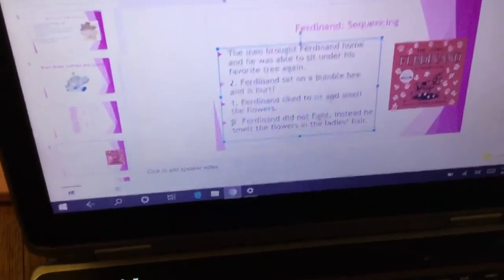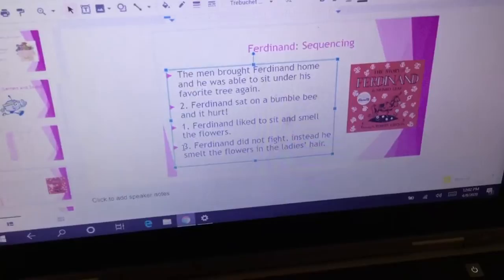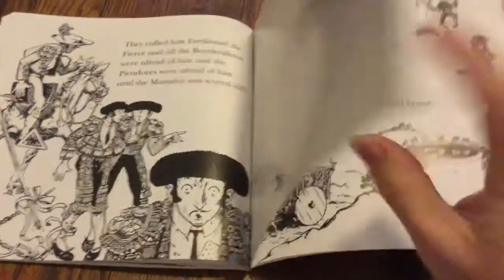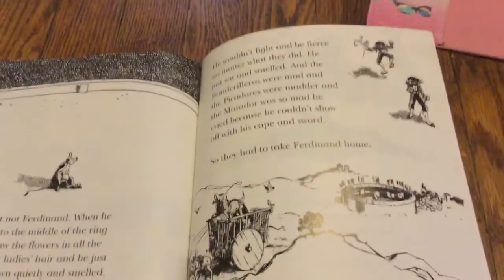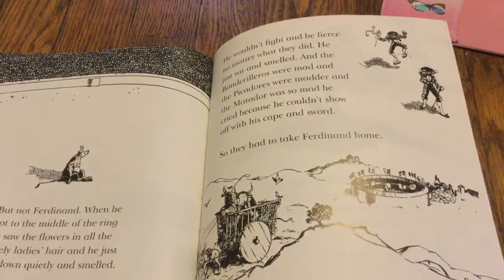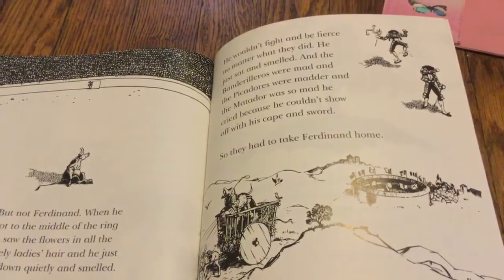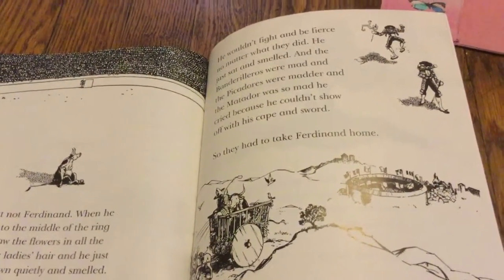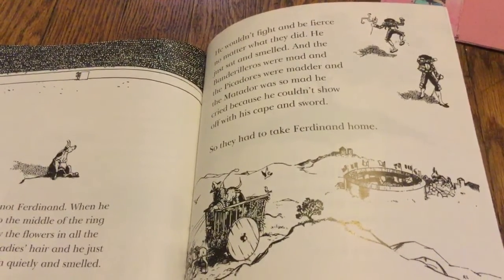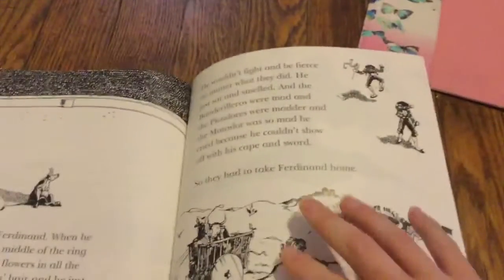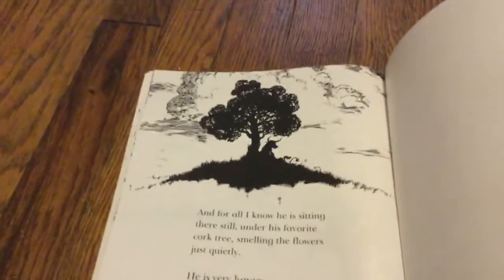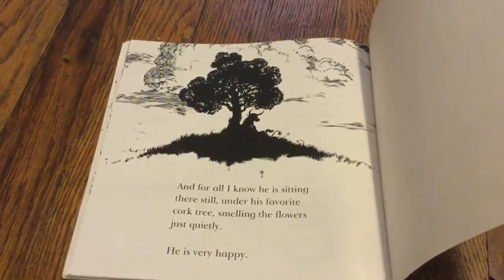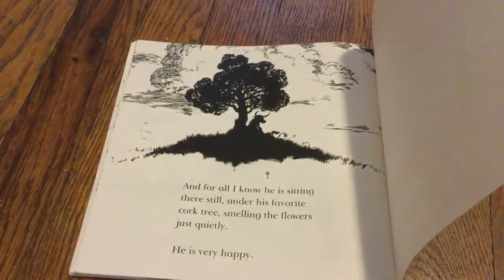So that only leaves 1 event left. But let's go back into our story and make sure that it is the next event that happened. So Ferdinand was there. He was sniffing the flowers. And how was everybody else feeling? Right, everybody else was kind of upset with him because they wanted him to fight in a bullfight. So what did they do? That's right, they took Ferdinand home. And when they took him home, what was Ferdinand able to do again? You're right, he was able to sit under his favorite tree and smell the flowers all day.